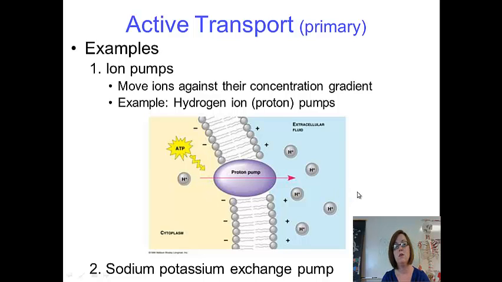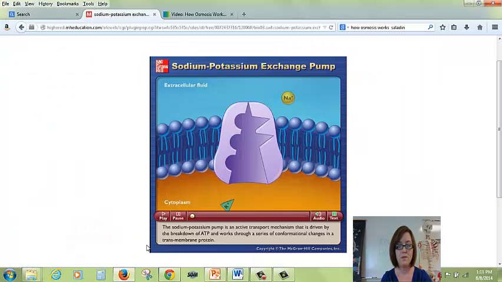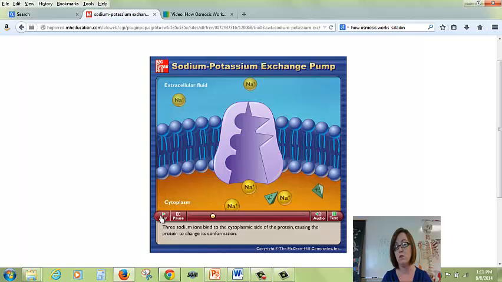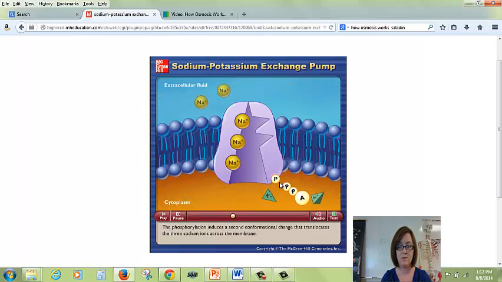Another example of active transport that's really important is the sodium-potassium exchange pump. As the name suggests, it's going to move both sodium and potassium. It happens to move 3 sodiums out for every 2 potassiums that come in. So the sodium and potassium are moving in opposite directions, hence the word exchange. But they're both moving against their concentration gradient, so this is going to require ATP energy. You can see there's lots of sodium outside, but we're going to put even more sodium outside, so we need ATP for that.